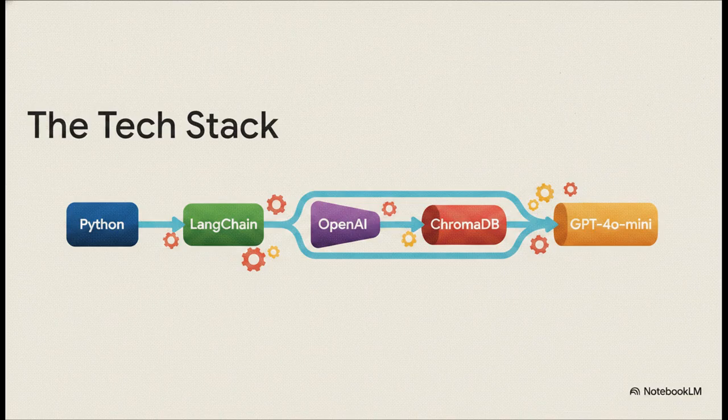We've got Python to build the core logic, LangChain to orchestrate the flow of data, OpenAI's text-embedding-3-small to create those mathematical vectors we talked about, ChromaDB to store them locally, and GPT-4o Mini to actually generate the final answers. It is remarkably simple, highly beginner-friendly, but still completely robust enough for real-world applications.